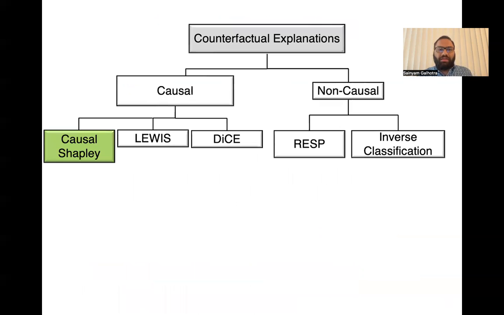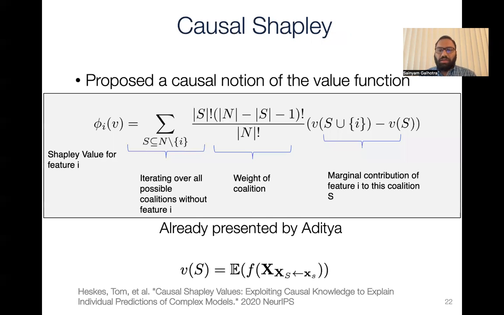Now, let's look at some of the causal explanation techniques in this part of the tutorial. We'll start with Causal Shapley as the first technique. The causal notion of Shapley value uses the same formulation as it was described by Aditya in the first part of the tutorial. I won't go into the details of the same calculation, and I'll just focus on the key difference, which is the value function in this formulation.